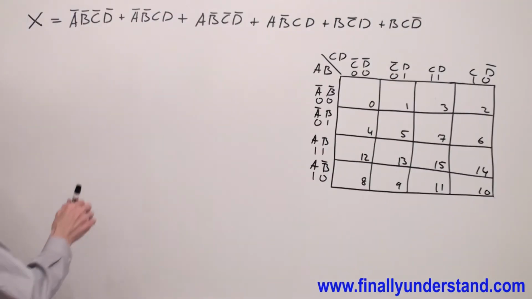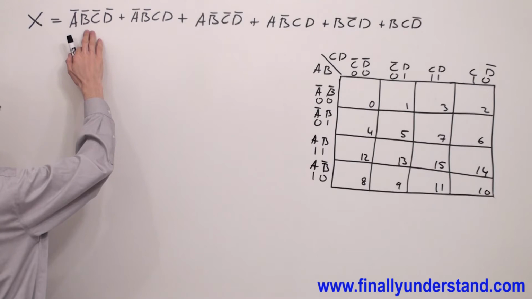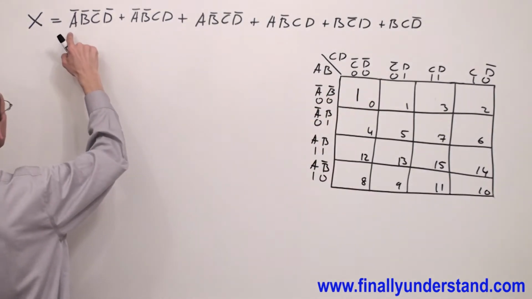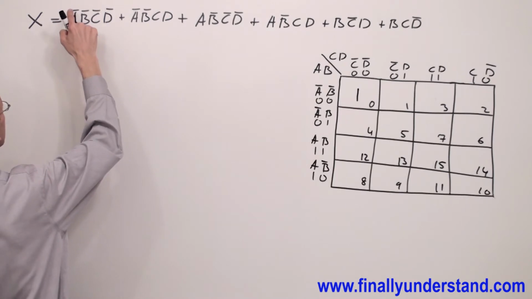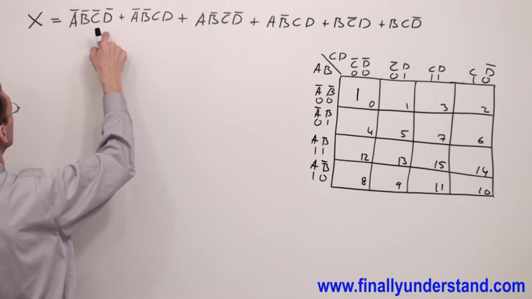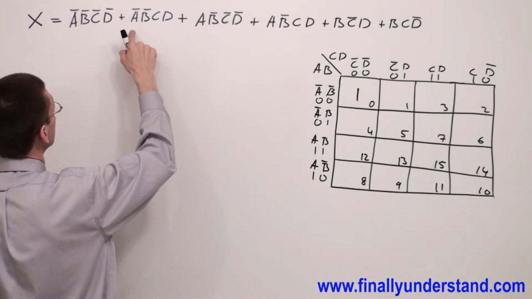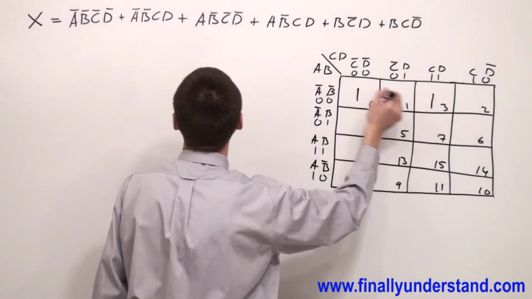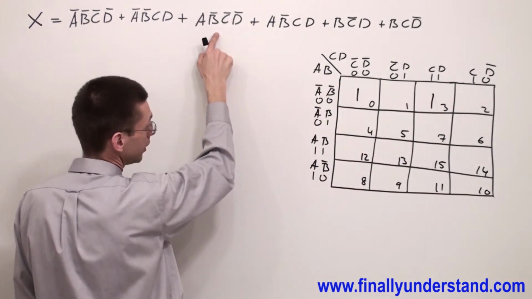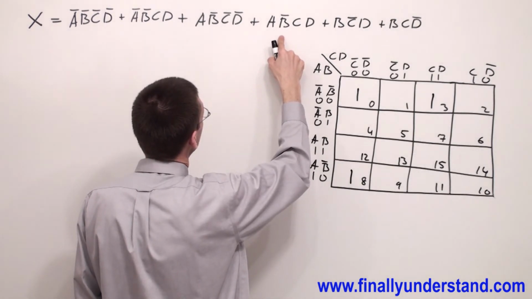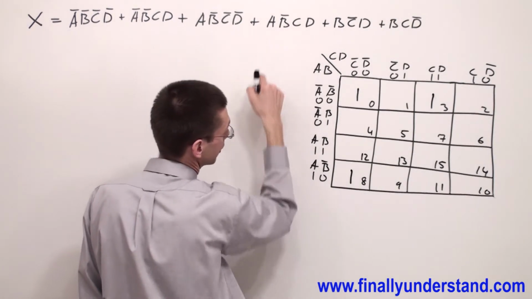Let's take a look at this example. We are going to have 1 in cell 0, because remember, anytime we have a variable with the negation bar, that variable represents 0. So I have 0, 0, 0, 0. This is binary 0. This one is 0, 0, 1, 1. This is binary 3. This one is binary 8. This one is binary 11.